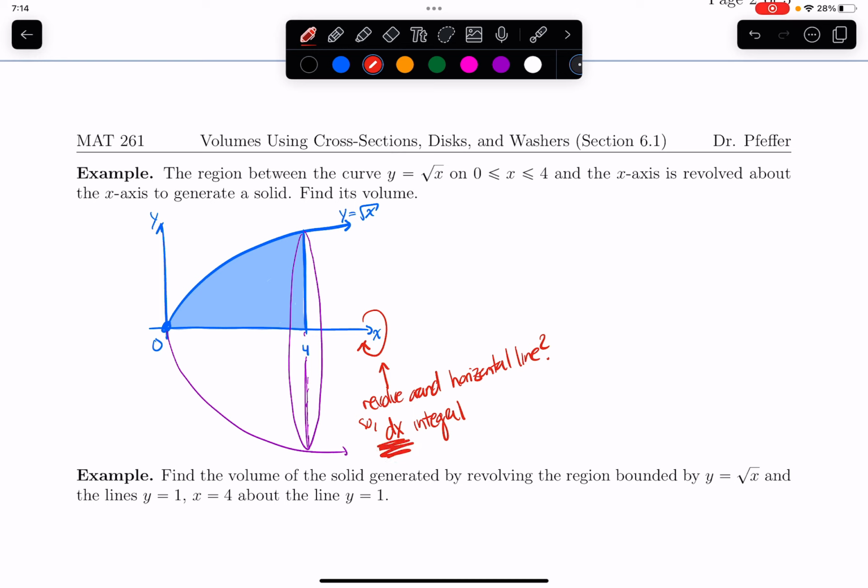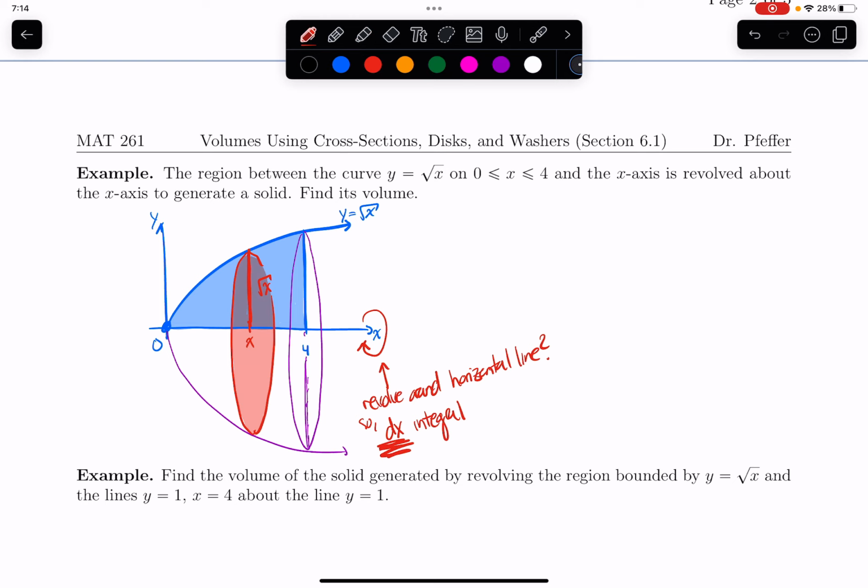What that means is I take an arbitrary x value, I look at the associated radius, which I know is the square root of x, because that's the function value. I look at a disk at that point, and then I compute the area of that disk that I have right here.